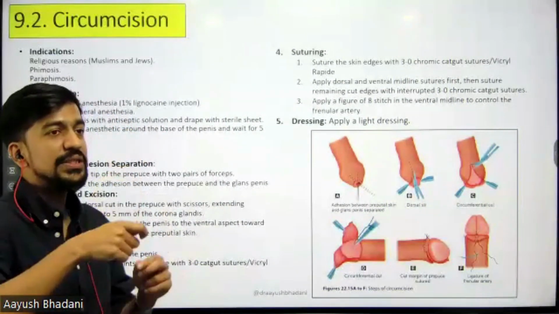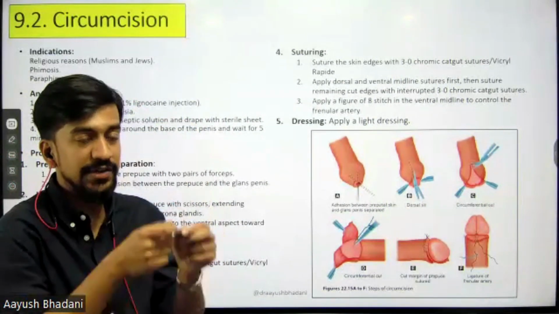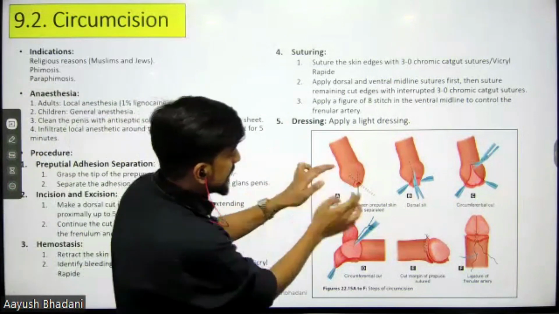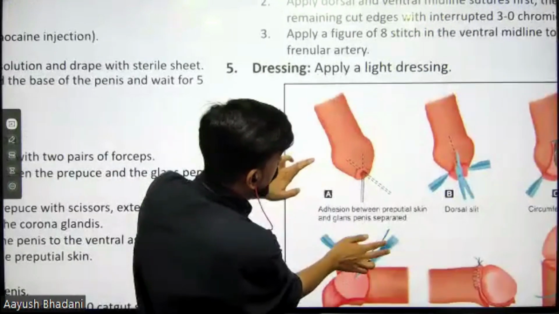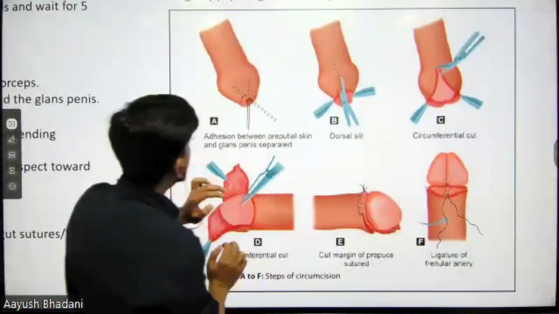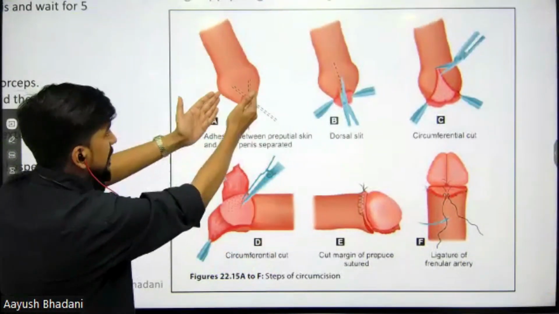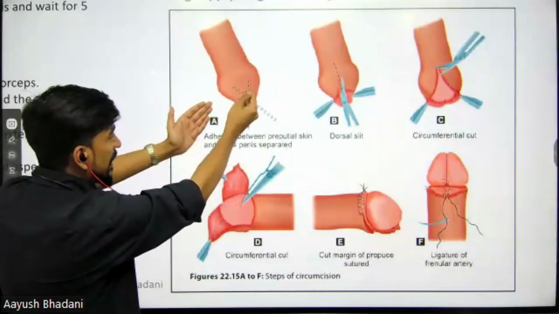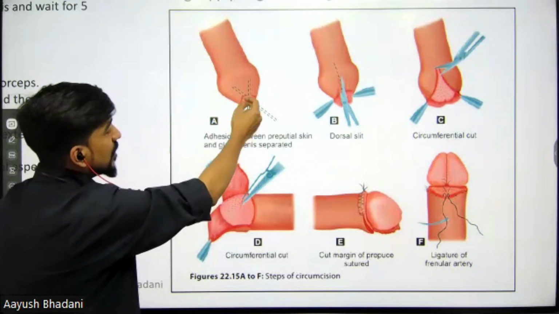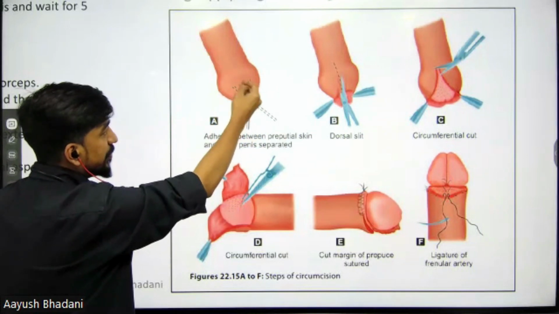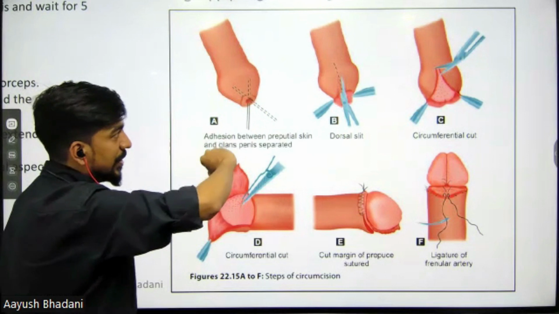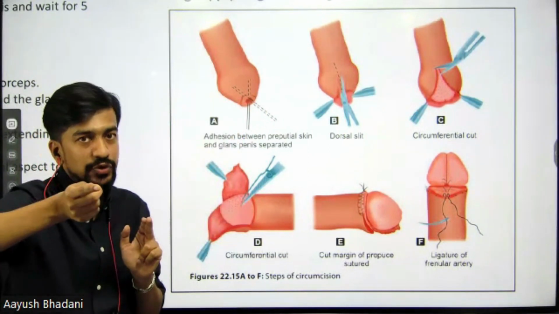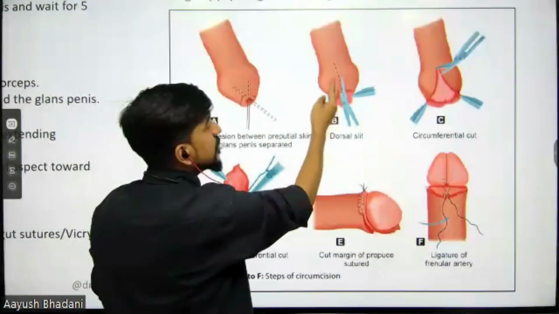If you're putting in a Foley's and you pull the foreskin down, you need to pull it back up. So basically in this circumcision, what we need to do is, okay, great. So we have the penis, we have the foreskin above the glans, and this foreskin is sort of adhered to the glans below. Now we need to break the adhesion between the preputial skin and the glans penis. Once we do it with a mosquito forceps, we put a dorsal split.